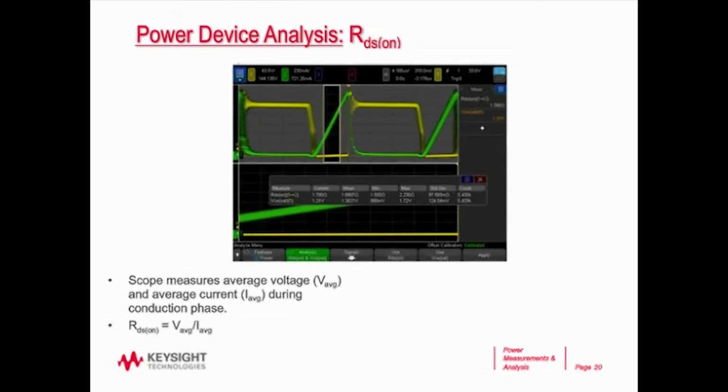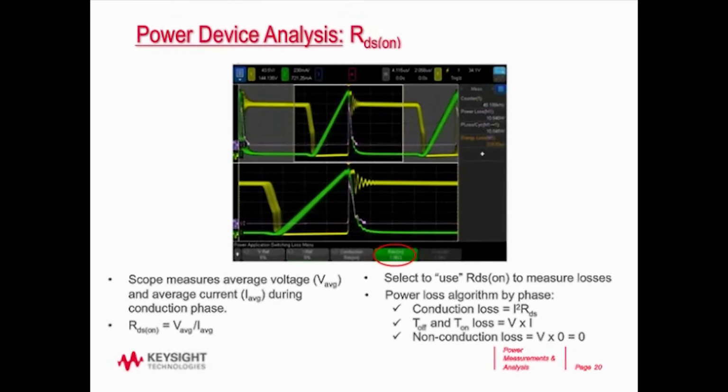Now at this point, once you've measured the RDS value, you can then select Use RDS to measure losses. If you click on that, then the scope switches back to the switching loss measurement, which we showed earlier and we're showing now. And at this point, it measures the losses based on RDS during the conduction phase as opposed to based on the actual voltage measurement.